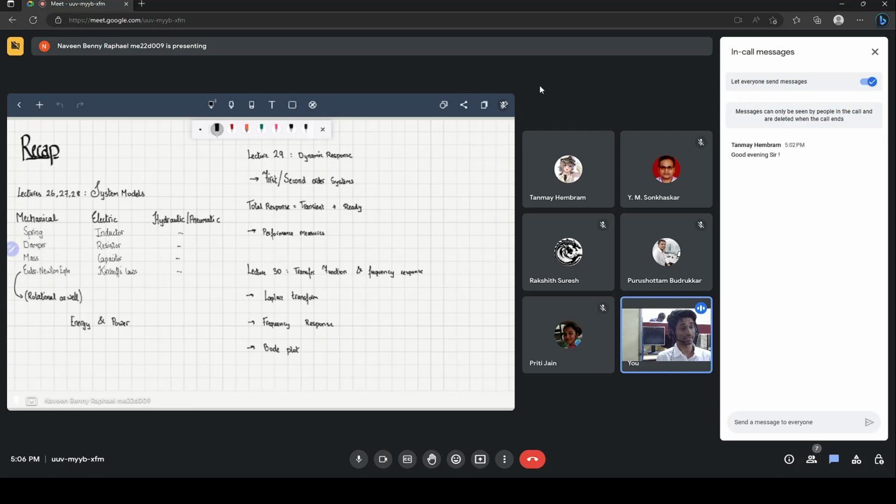Lecture 30 is quite mathematically intensive, and we'll be solving a couple of questions from lecture 30. Lecture 30 talks about transfer functions, frequency response, and a Bode plot. So, to study transfer functions, it is very important to properly learn about the Laplace transform, and we'll solve a couple of questions based on Laplace transform soon in this class.